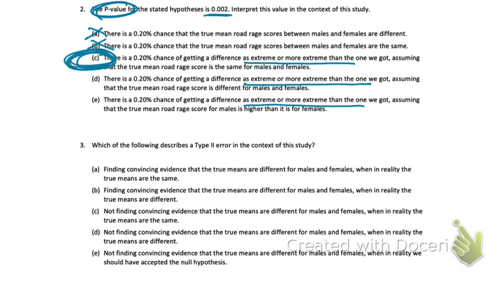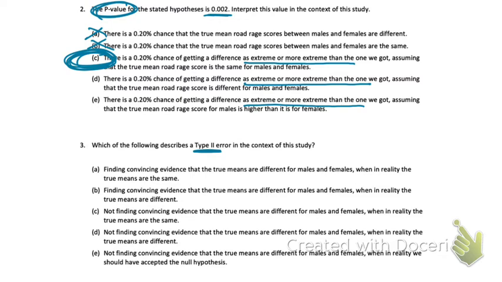Perfect. Type 2 error. Which of the following would be a type 2 error in context of this study? Now let's think about this for a second. If we have a type 2 error, what have we done with the null hypothesis? We have failed to reject it. If we fail to reject it, do we or do we not have convincing evidence for the alternative?